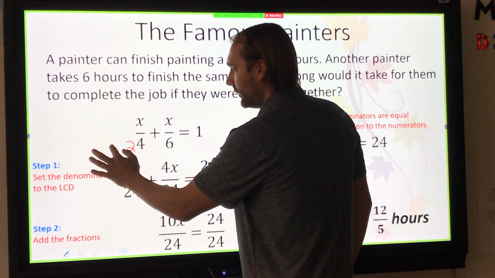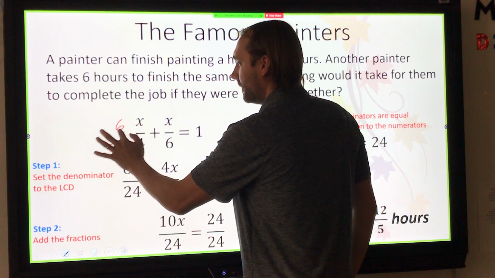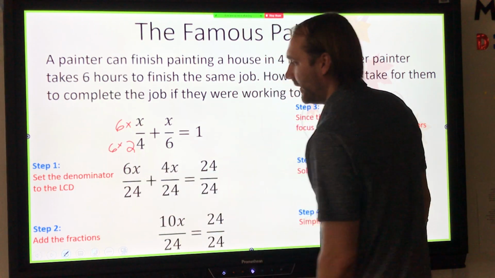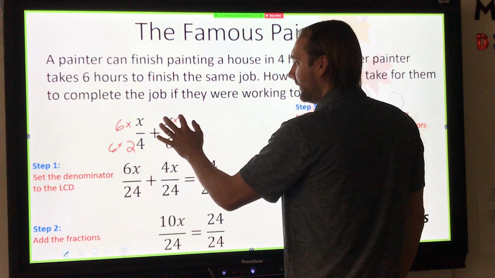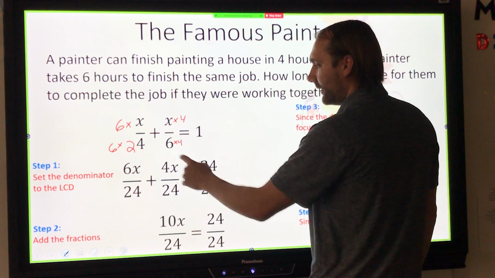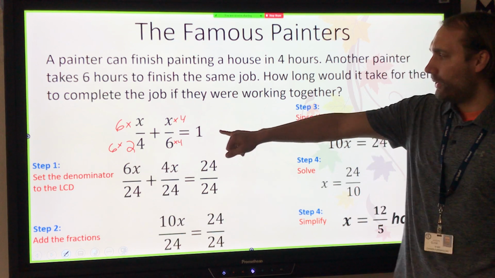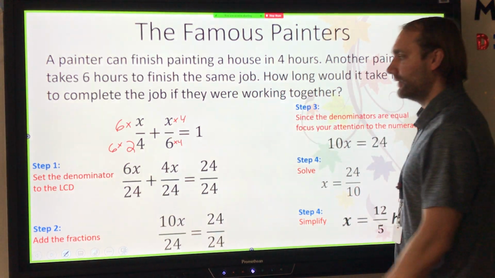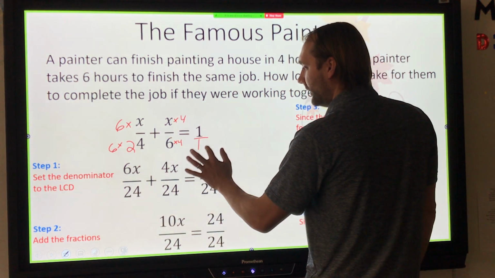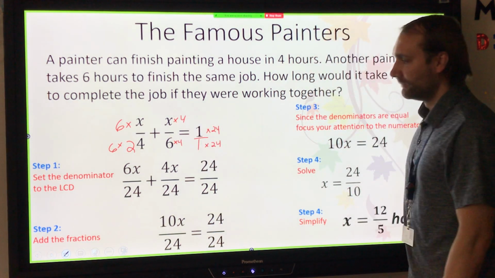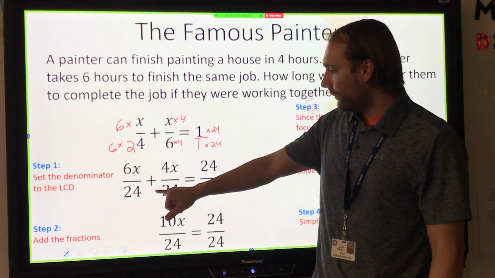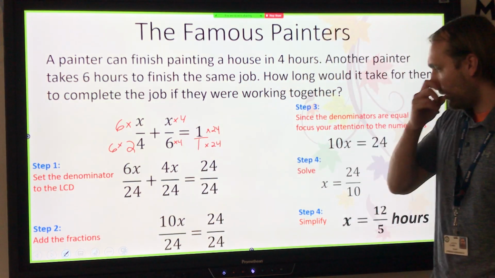So I need to multiply 4 by 6, which means I need to multiply the top by 6. That gives me my 6x. Likewise, I'm multiplying 6 by 4 to get 24, so I have to multiply the top by 4. X times 4 is 4x. And again, don't forget about your 1. That has to be a fraction too. So it's 1 over 1. Need to multiply that by 24. Need to multiply the top by 24. So 6x over 24 plus 4x over 24 equals 24 over 24.